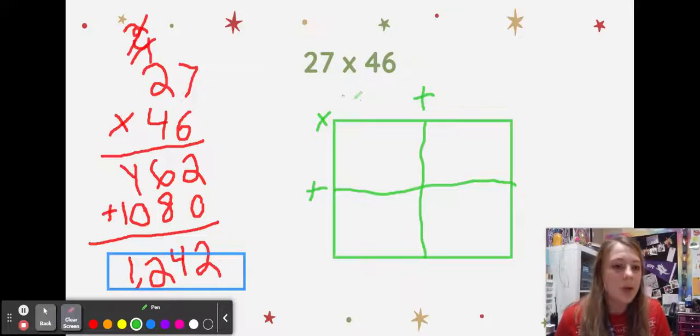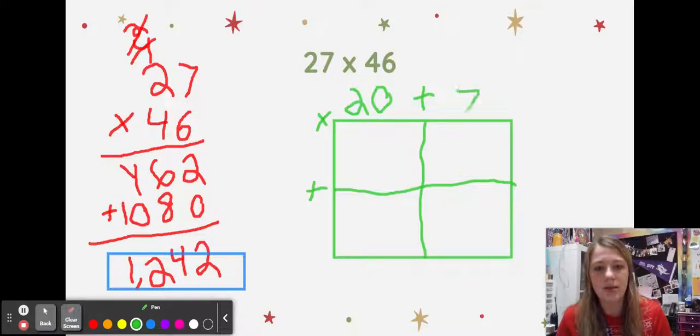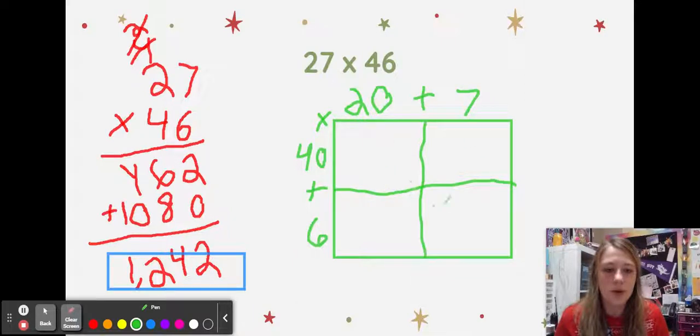Now we need to break down our two numbers into their expanded forms to put them into our area model. So we're going to break down 27. We are pulling the tens place away from the ones place, so we end up with 20 plus 7. And then if we do the same thing to 46, we get 40 plus 6. Okay, and remember, with our area model, with all 4 parts, we go straight up and straight to the left.